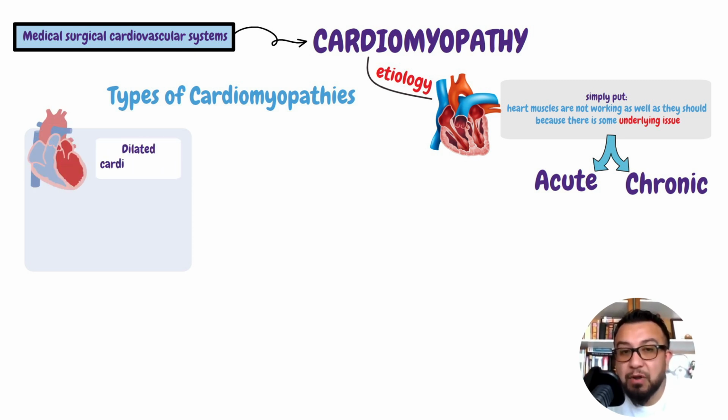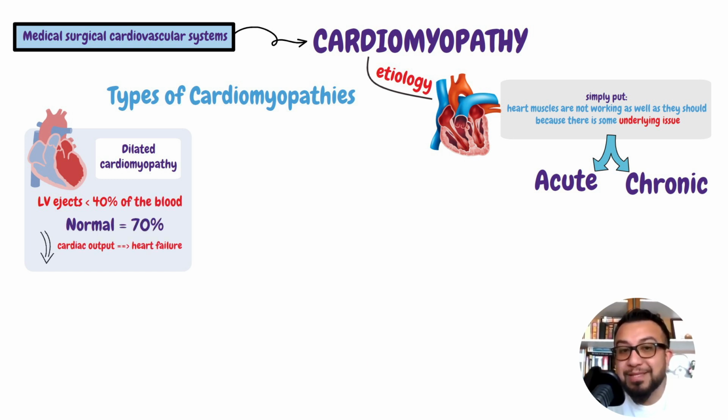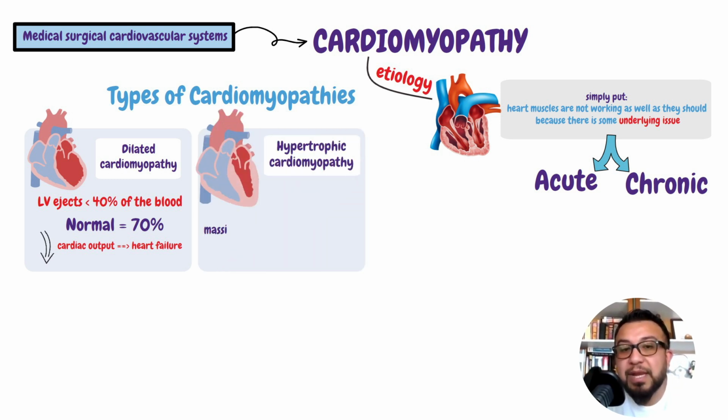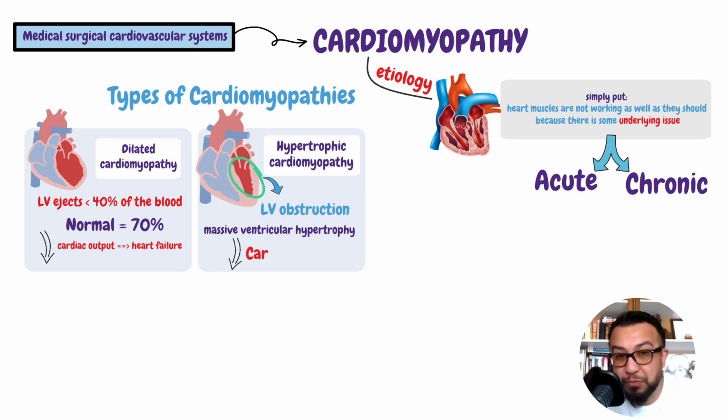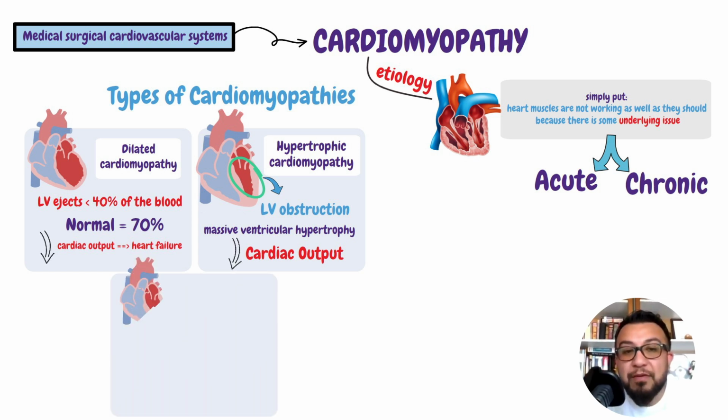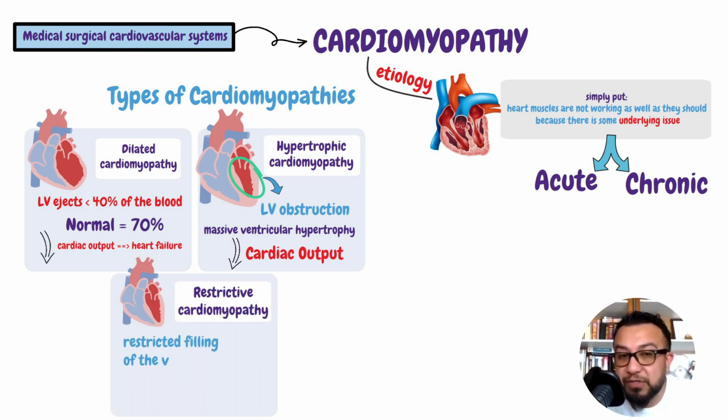You have dilated cardiomyopathy, where the heart ejects less than 40% of the blood in the left ventricle. Normal is 70%. There's reduced cardiac output, and that leads to heart failure. You also have hypertrophic cardiomyopathy, characterized by massive ventricular hypertrophy, which may cause obstruction of the left ventricle outflow, so the cardiac output decreases as well. And then you may have restrictive cardiomyopathy, usually characterized by restrictive filling of the ventricles, so there's not enough fluid to be pumped out.